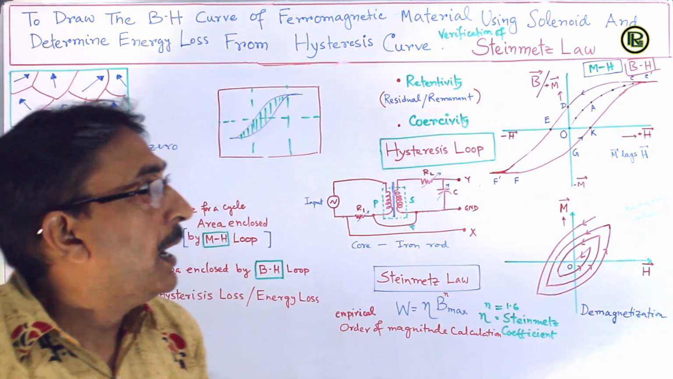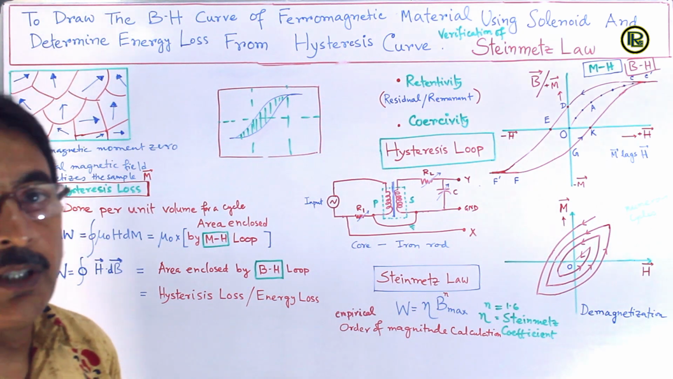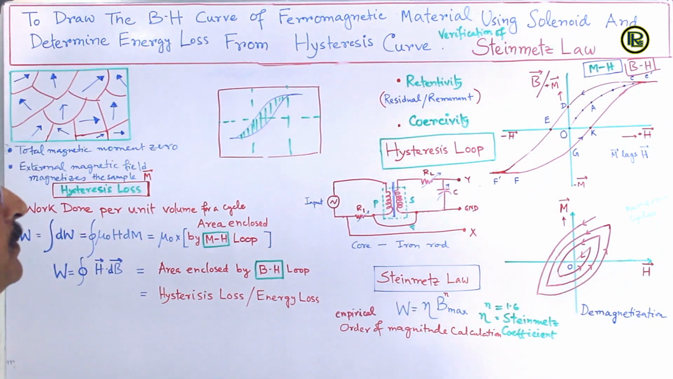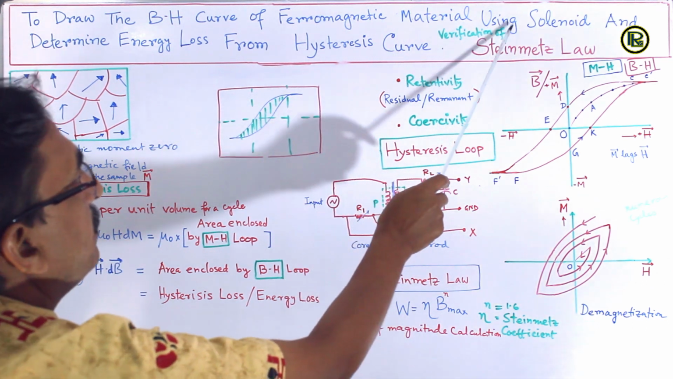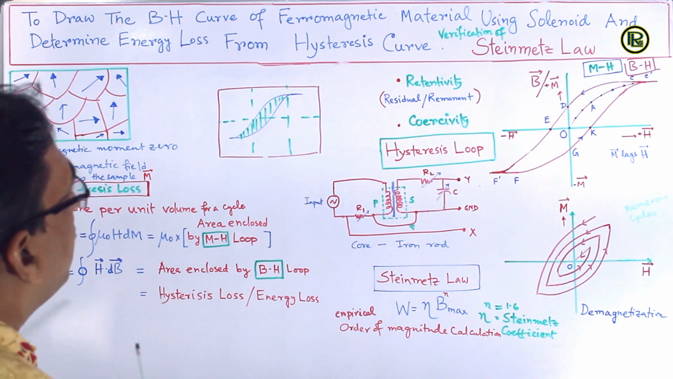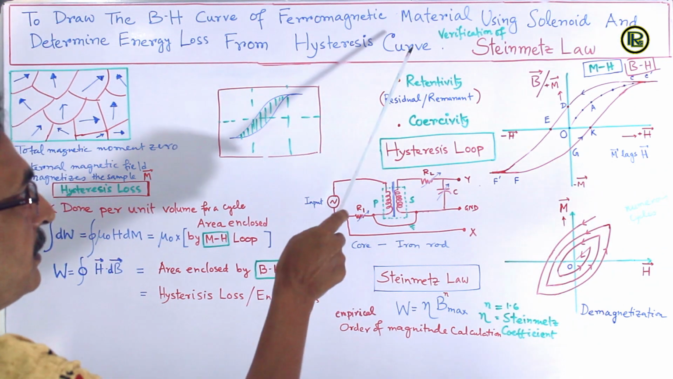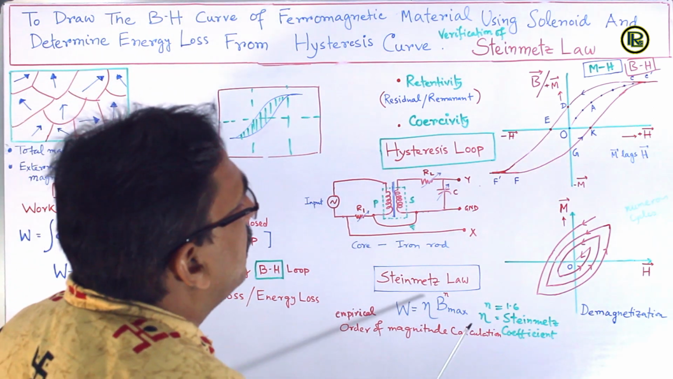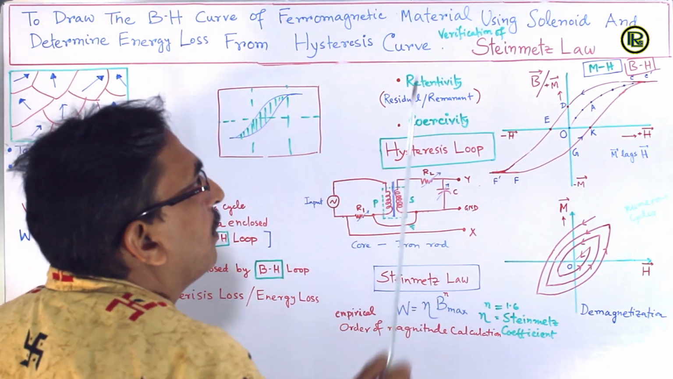So I have given you the demonstration to draw the BH curve of ferromagnetic material using a solenoid and determine energy loss from the hysteresis curve, and I discussed the Steinmetz law.